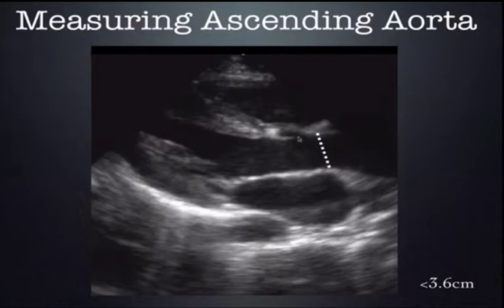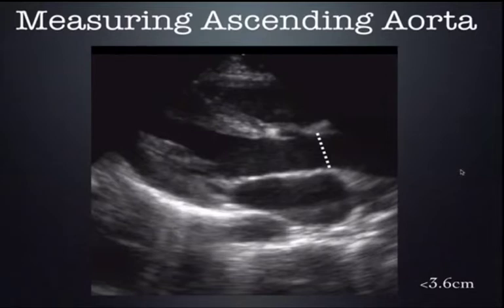You'll get your parasternal long axis view of the heart, and you'll freeze the frame with the aortic valve leaflets open, and you'll measure across the ascending aorta as seen here. And the normal diameter is less than 3.6 centimeters. Anything over that is consistent with a dilated ascending thoracic aorta.